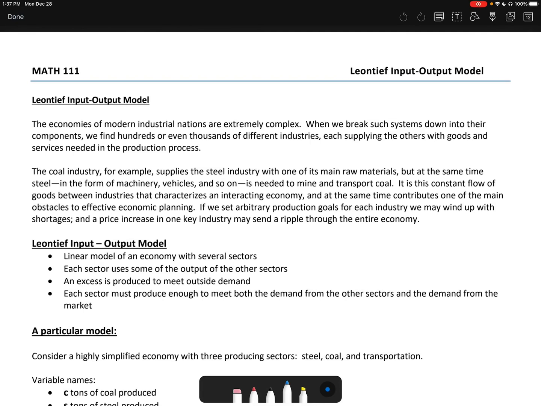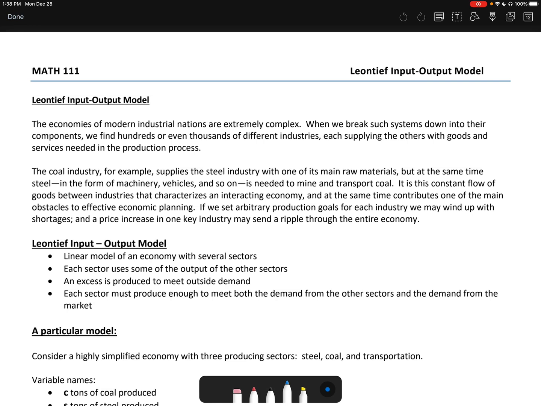Okay, so a major application that requires matrices and matrix arithmetic and matrix algebra is the Leontief input-output model. So this input-output model is basically modeling the flow of goods between sectors in an economy and how each sector requires the use of some goods from the other sectors in order to create what they're creating, and they want to possibly have some excess to meet outside demand and things like that.